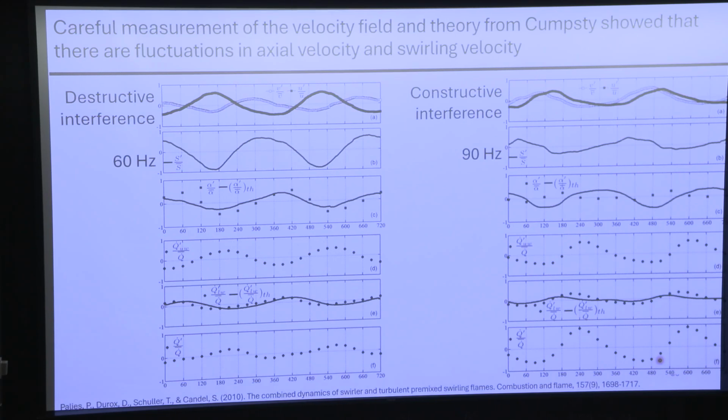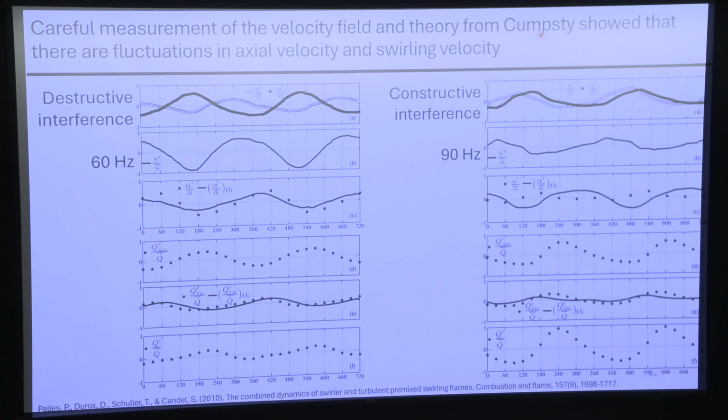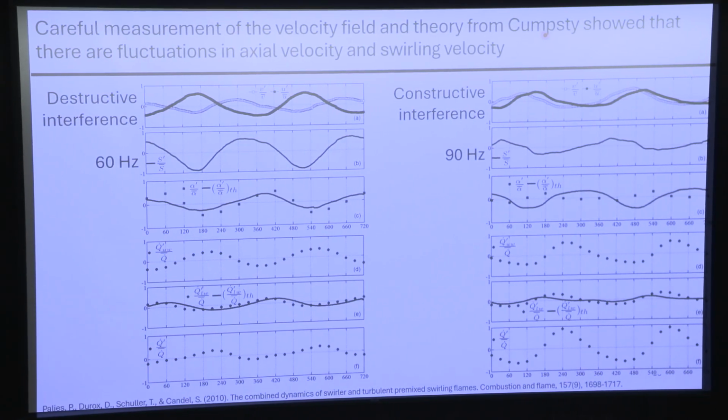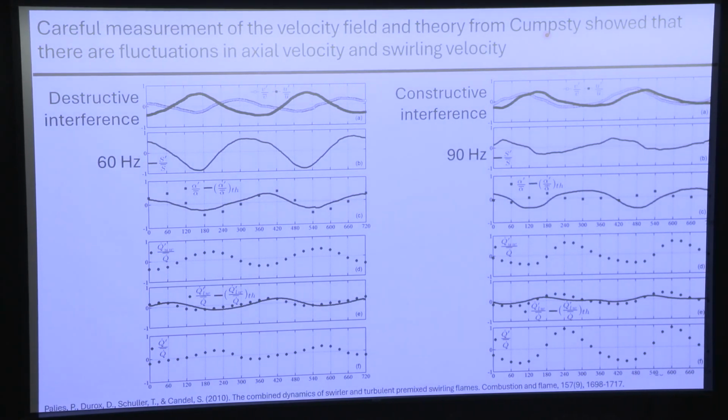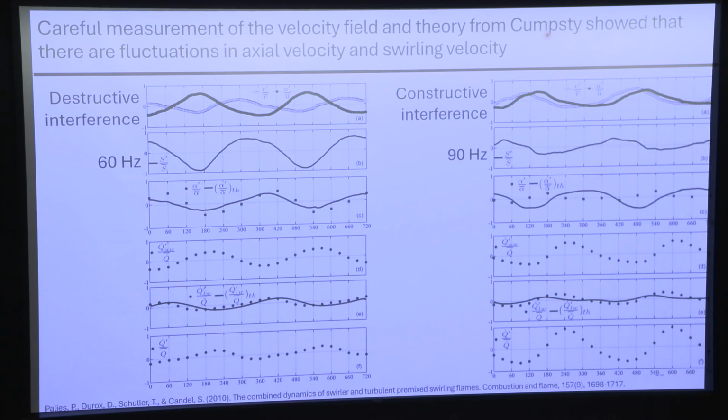This is a great paper, and they did a lot of really nice work. They used some theory from Nick Kumpsty on flows from turbomachinery, like blade rows, which is essentially what a swirler is, to show in theory first that this should work. And then they actually measured it, and it was just super cool.